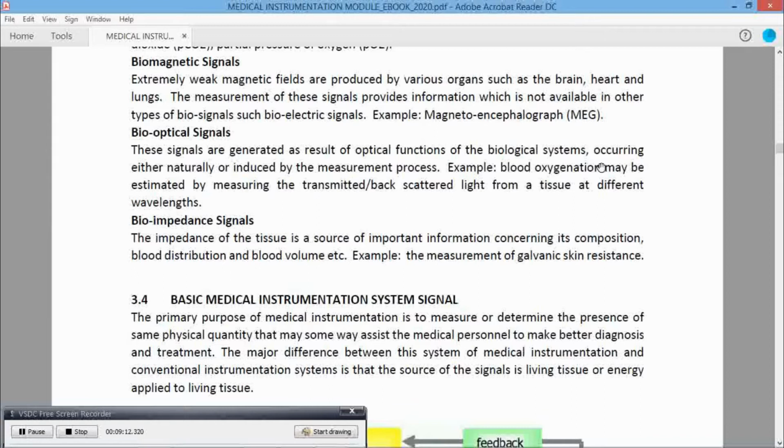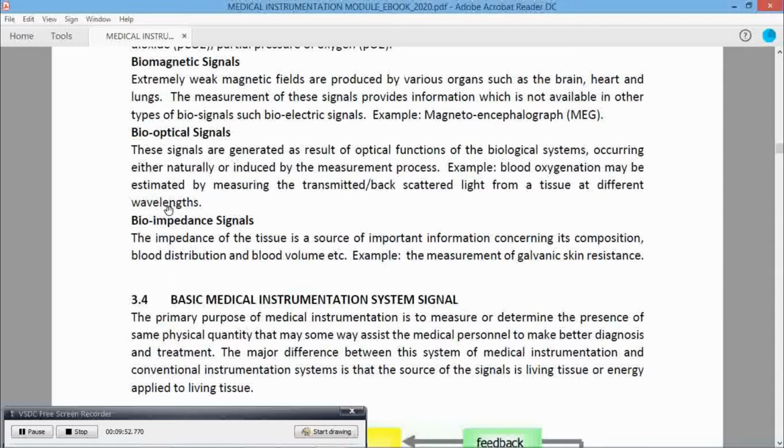So you have the system called pulse oximetry. With pulse oximetry, you can measure the pulse, the number of pulses per minute, and then you can measure what we call the saturation of oxygen in the blood. So how enriched is the blood with oxygen, and this is one example of a biooptical signal. They sometimes use the transmitted or backscattered light from tissue at different wavelengths.